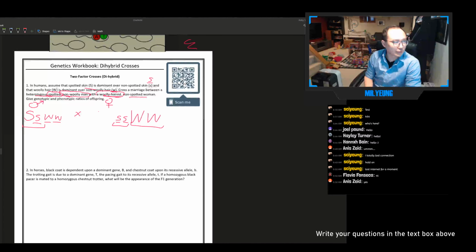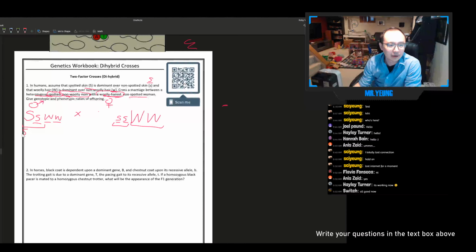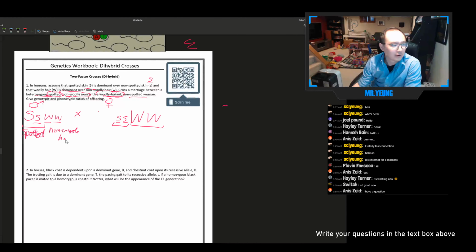Okay, so just resuming this, the quality might not be the best right now, but here's the thing. Let me write out the phenotypes here, just so I don't get confused. So this is spotted, and then two lowercase w's is non-woolly hair. At least you can just type your question away. Two lowercase s's is non-spotted. And then uppercase W is woolly hair.